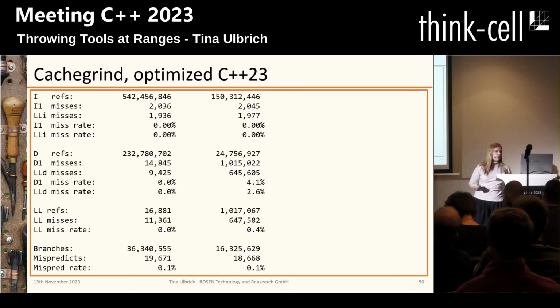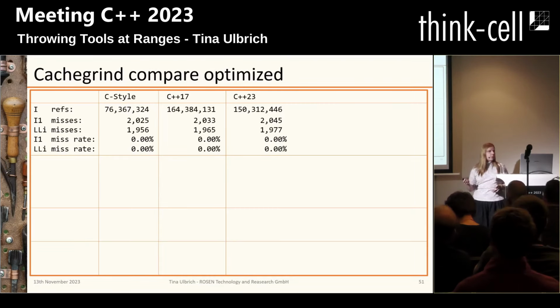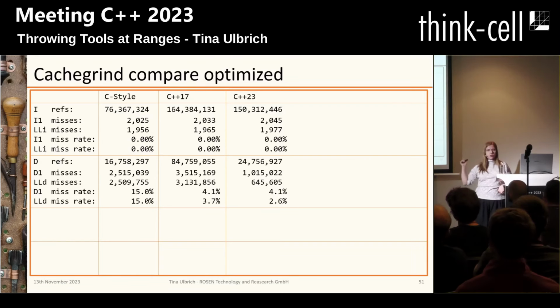And yeah, we also brought the branches down a little bit. And now if we compare all of these, I have a winner for all of the categories. C-style wins for the instruction refs. It has fewer refs overall. But all of them have like 0% miss rate.